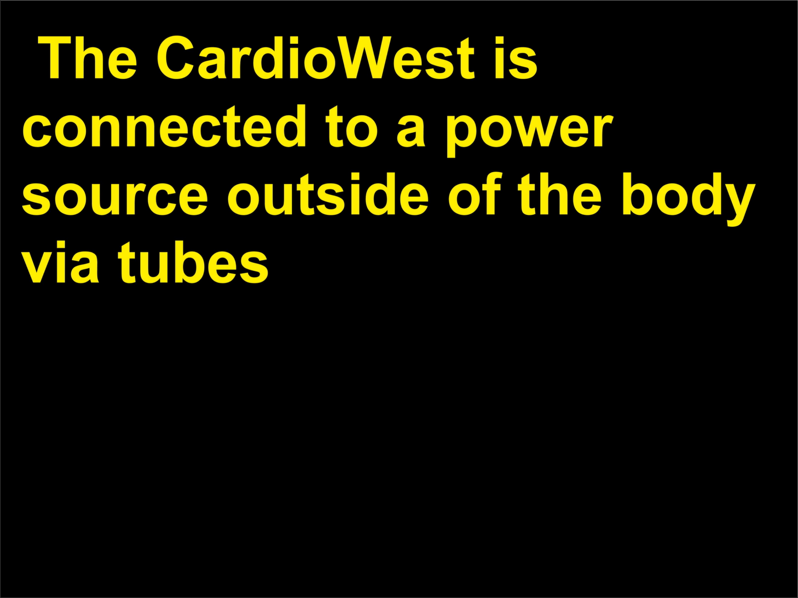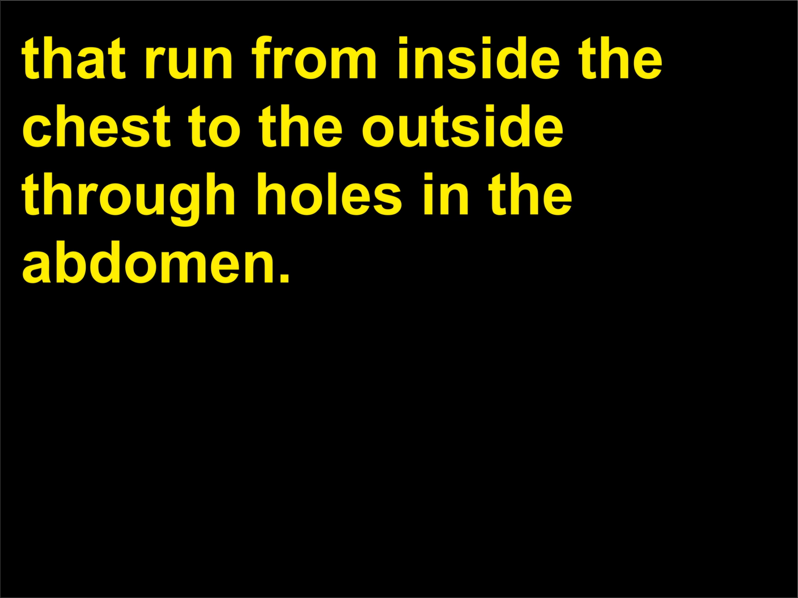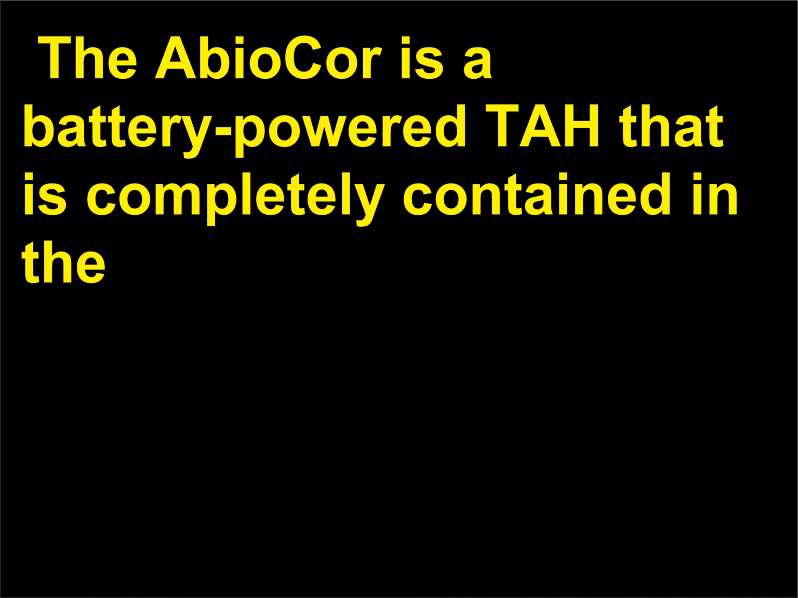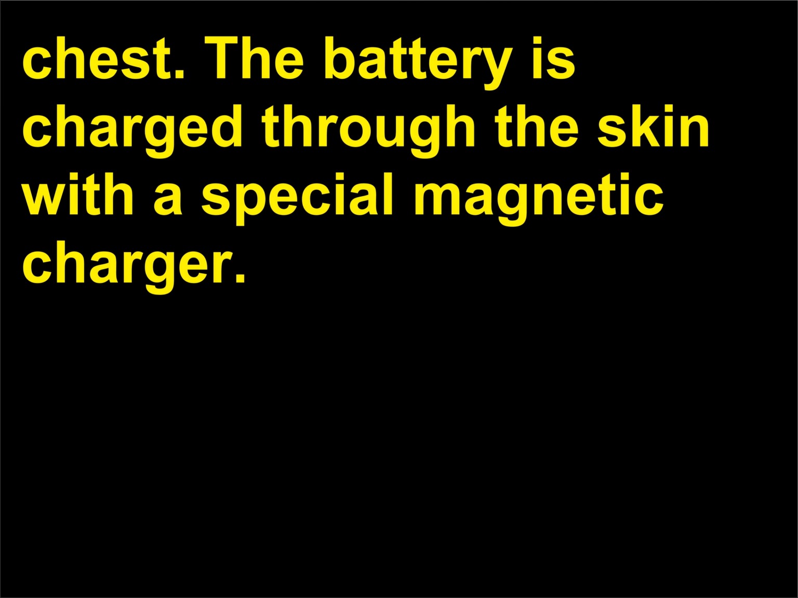The CardioWest is connected to a power source outside of the body via tubes that run from inside the chest to the outside through holes in the abdomen. The AbioCor is a battery-powered TAH that is completely contained in the chest. The battery is charged through the skin with a special magnetic charger.